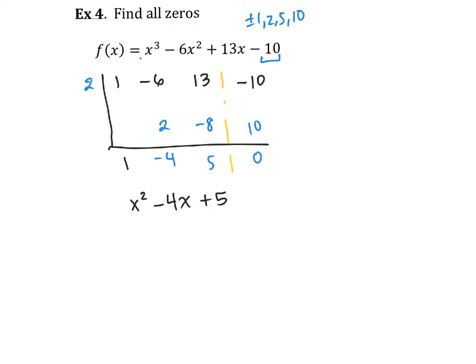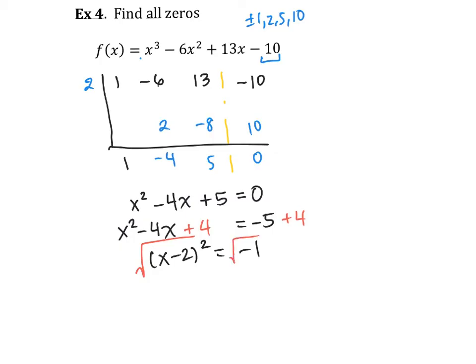I need to find the other 2 zeros, so I'm going to set this equal to 0. Does that factor? 5 times 1, 5 plus 1 is 6. It doesn't factor. So I'm going to complete the square. I'm going to move the 5 over to the other side. Plus 4, plus 4. And you do need to show your work on these. Square root both sides. X minus 2 equals plus or minus i, so I get x equals 2 plus or minus i.